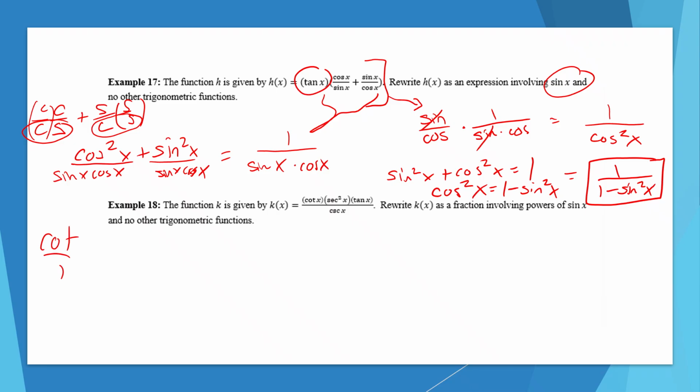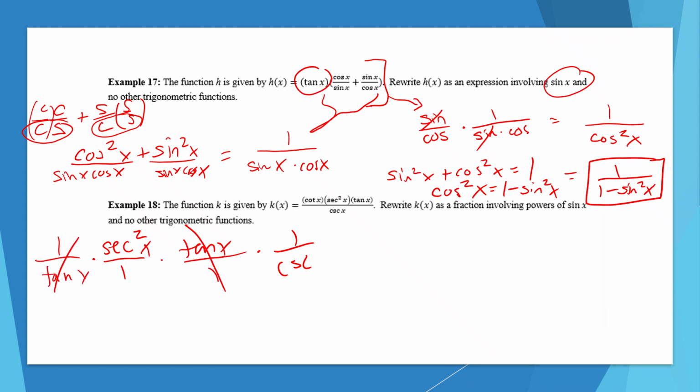So we have cotangent over 1 times secant squared over 1 times tangent of x over 1 times 1 over cosecant. The first thing I see is cotangent and tangent will actually cancel each other out because cotangent is another version of 1 over tangent. So you can either cancel them out from that or convert that first part to 1 over tan of x and then cancel them out there. Now we have secant and we have cosecant, so convert them both into sine and cosine.